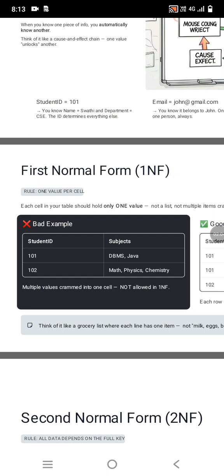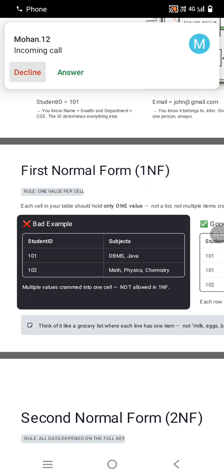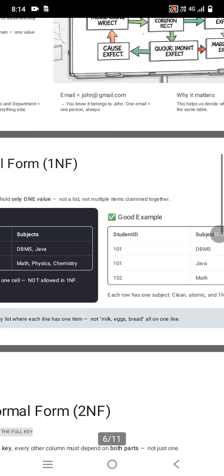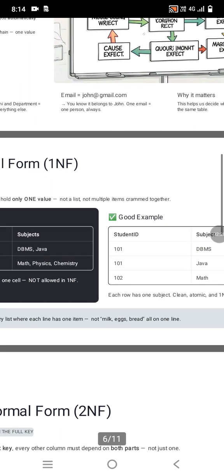First normal form. The first normal form says each cell in your table should hold only one value. That is the first normal form. The only main rule is one value per cell. I give two examples of first normal form, one bad example and another good example. The good example first: ID 101 is stored with subject name DBMS, then again 101 with subject name Java, and third, 102 with subject name Maths.